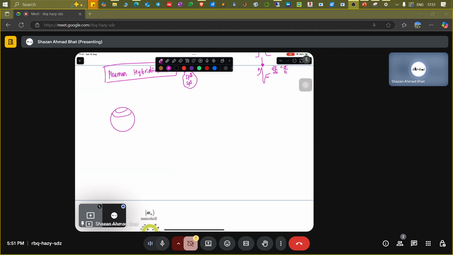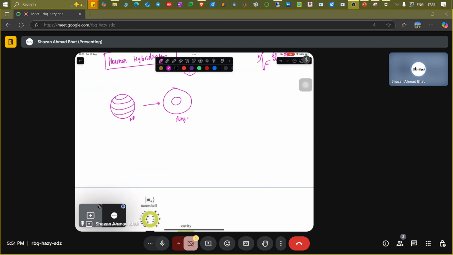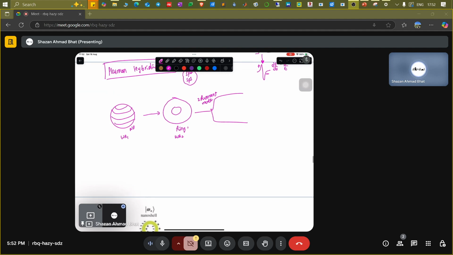Let's say, for example, you have a spherical nanoparticle. What is going to happen if you make it into a ring? There's a cavity in the middle, and you form a ring. What is going to happen is that you now have two resonant modes. Earlier, the resonant frequency for this was omega R1, and for this it is omega R2. Now for the ring there will be two resonant modes. The first one is represented as omega plus, and the second one is represented as omega minus.